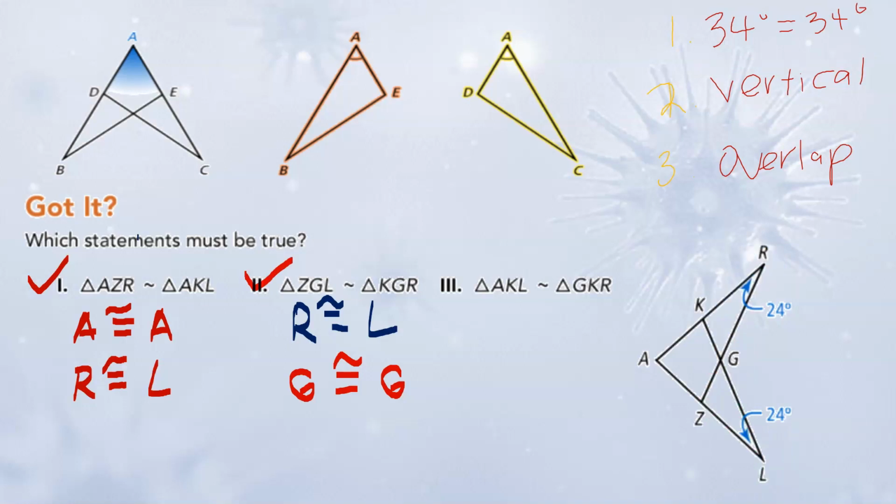Our final example, we're going to compare AKL to GKR. So the easy one, we know that L is congruent to R. Angle L is congruent to angle R. But after this point, things get a little bit tricky. I don't see any vertical angles here. There aren't any angles across like V's from each other, and neither of these triangles overlap. So at this point, we have nothing else to work with. So we can prove that one angle is congruent, but we can't prove that two angles are congruent. So this is not true.